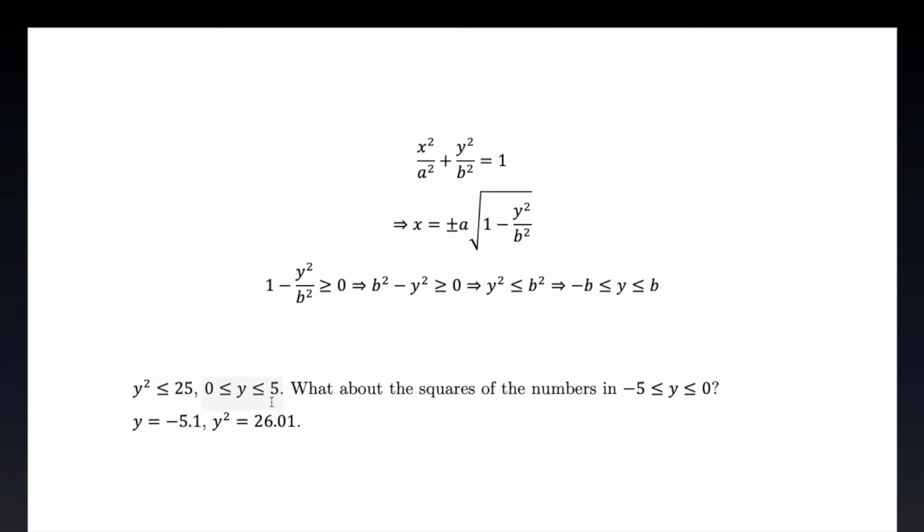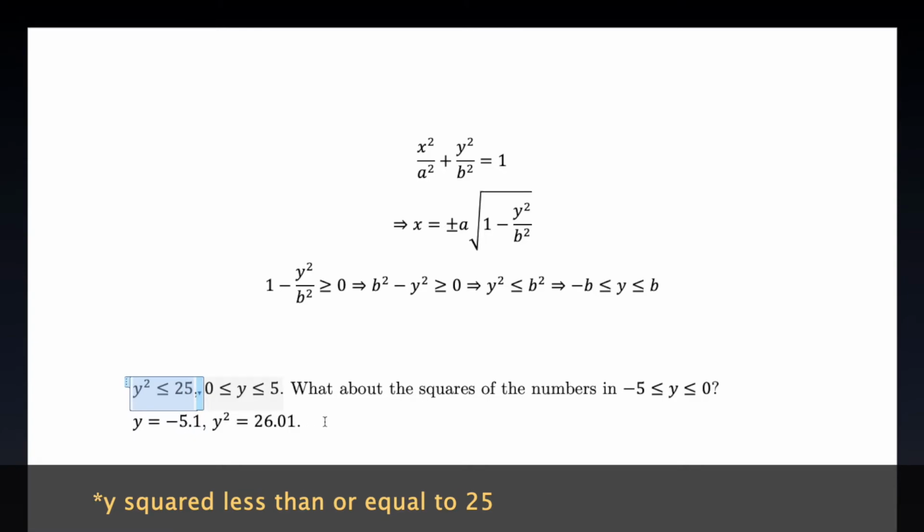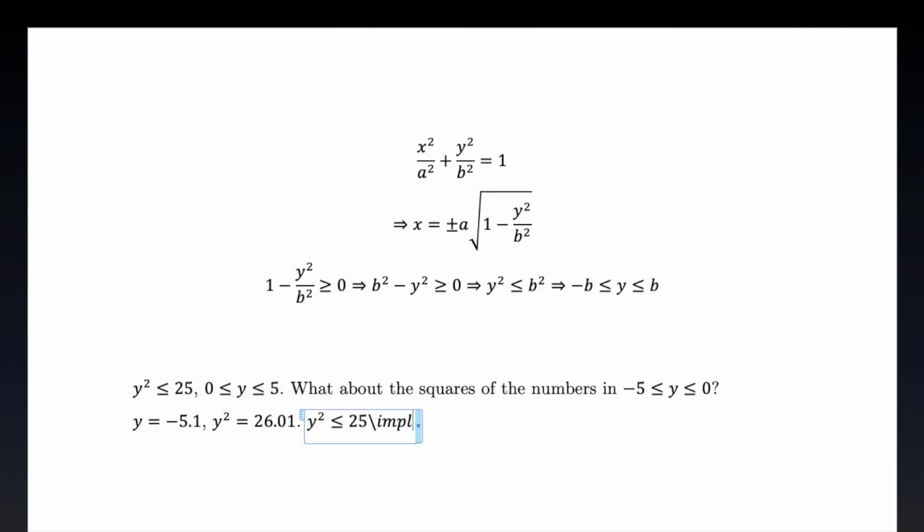So your entire bound for y, taking both positive and negative values into consideration: y square less than or equal to 25 implies minus 5 less than or equal to y less than or equal to 5. So I have taken the union of the right part as well as the left part. The same is the case over here. Just replace 25 by b square. 25 is 5 square, this is b square. So y square less than or equal to b square means minus b less than or equal to y less than or equal to b.